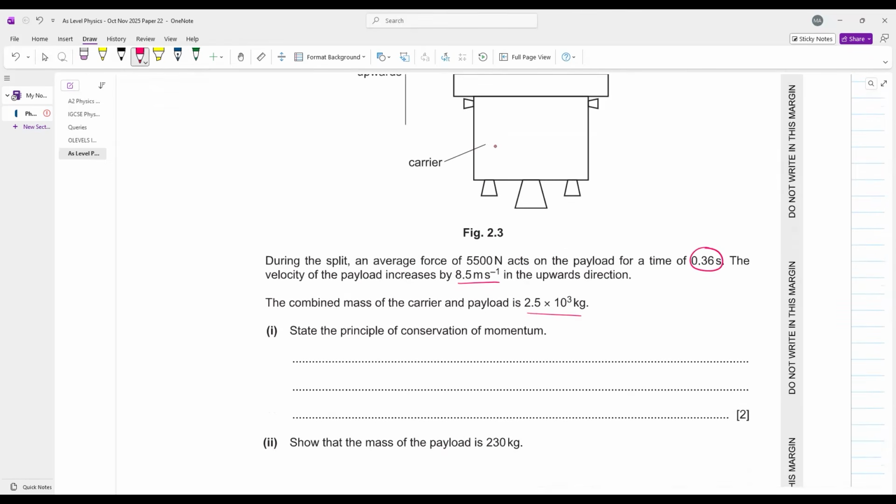State the principle of conservation of momentum. You have to state the principle of conservation of momentum. What will you say? The total momentum.